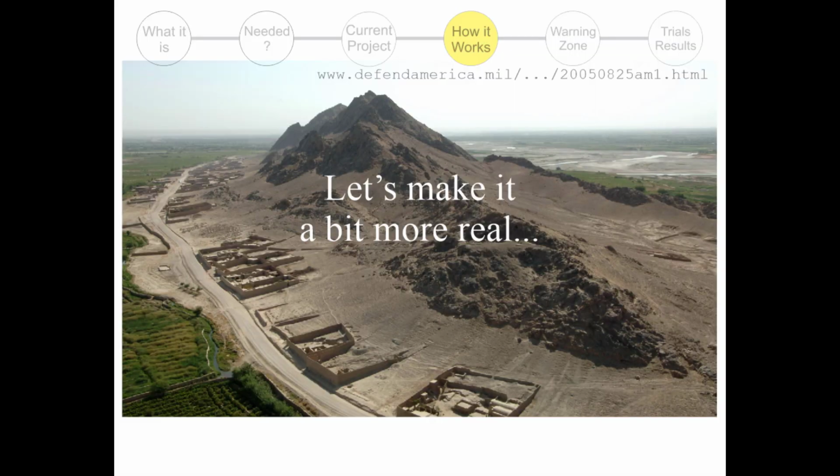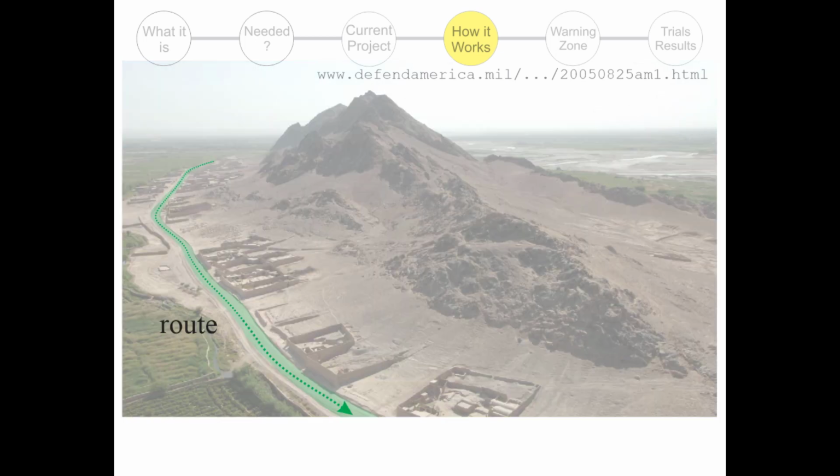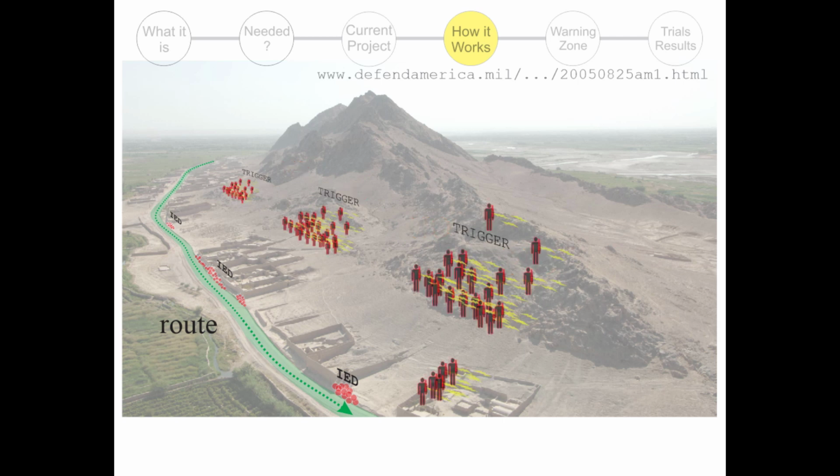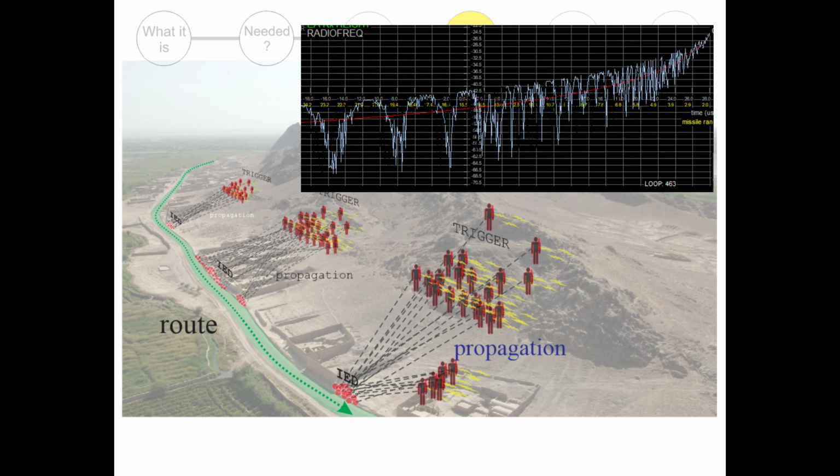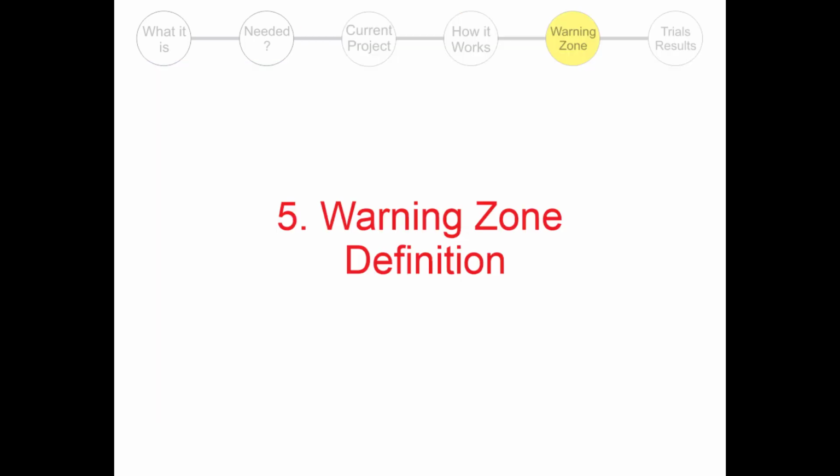So let's make this a bit more real. Let's say we have a driving route for a vehicle where there might be IEDs. So the IEDs could be anywhere here, like they're not going to be up on top of the mountain. They're going to be near the road. There's a bound. And the triggerman could be anywhere in these areas, let's say, just as a thought experiment. And that means if we have those two things, we could apply the propagation model. So that leads us to something I'll call the warning zone definition. That's the next thing to do.